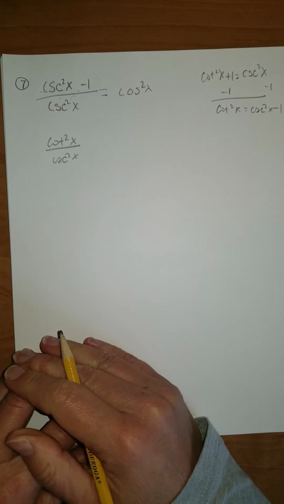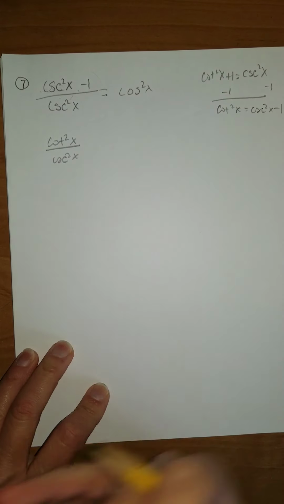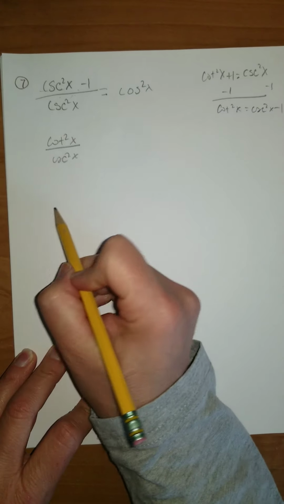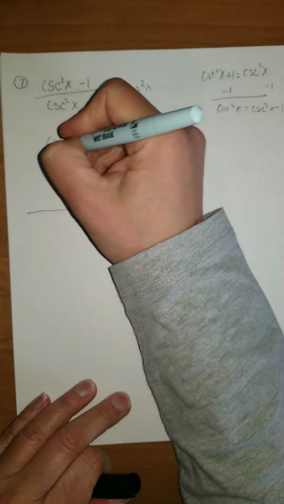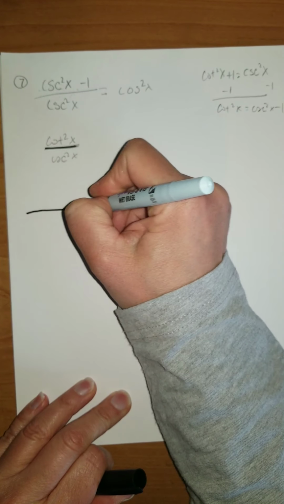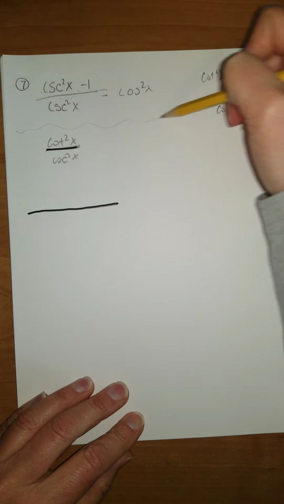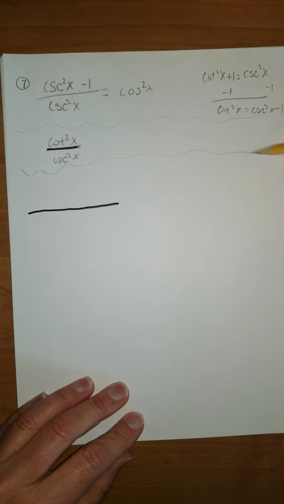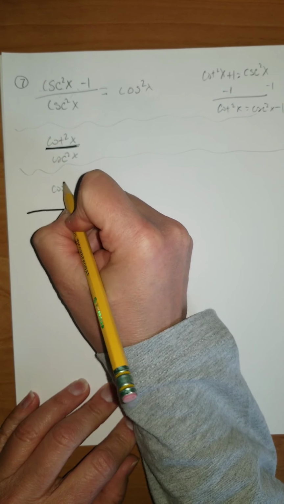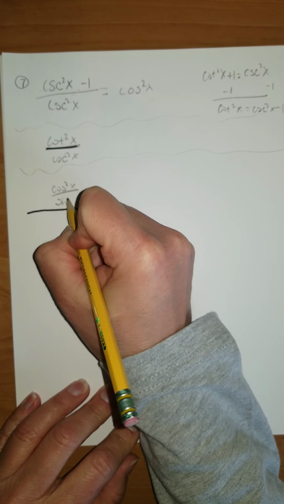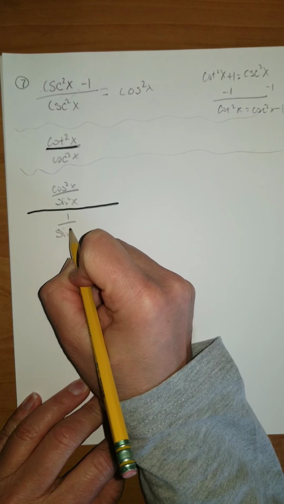Then the next thing I'm going to do is change things to sines and cosines, which makes sense because the right side is a cosine. So this is going to be my big fraction bar compared to this. I'm probably going to have some fraction ladders, so I'll go step by step that way. Cotangent squared: the cotangent is the cosine over the sine. So this is going to be the cosine squared of x over the sine squared of x. The cosecant squared, isn't that 1 over the sine squared of x?